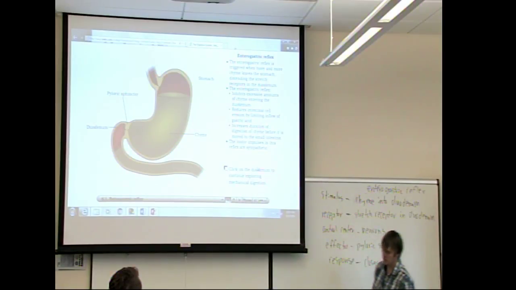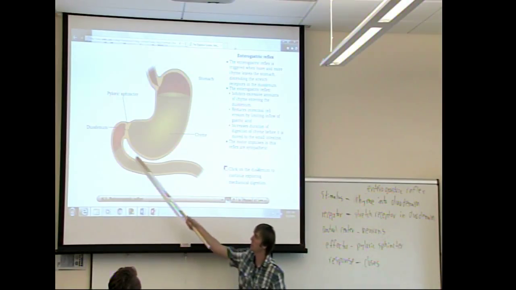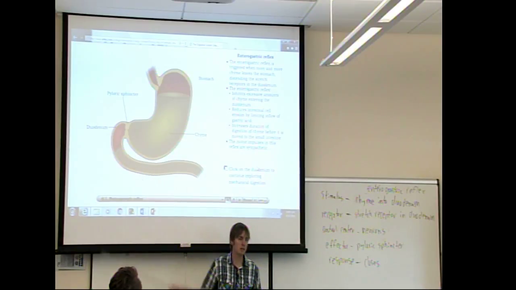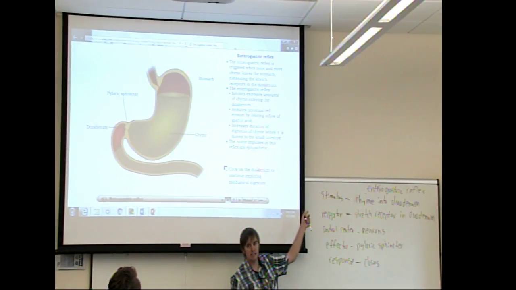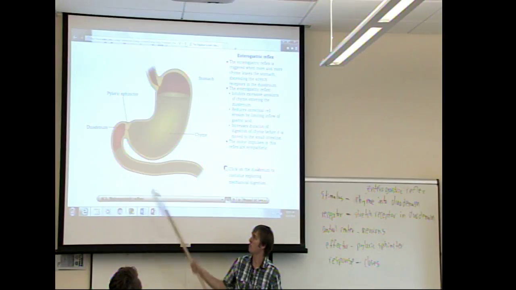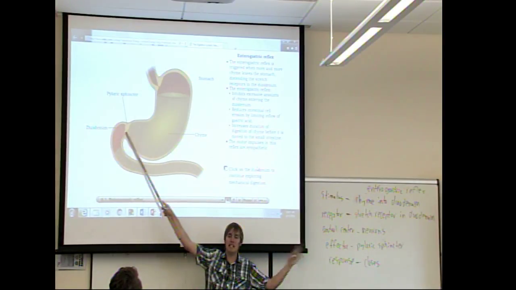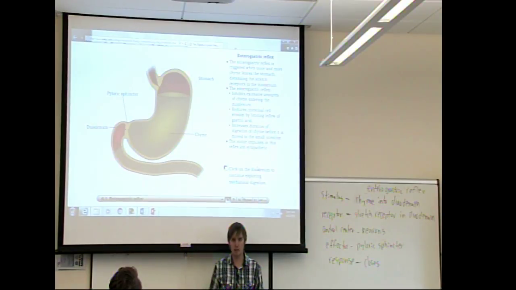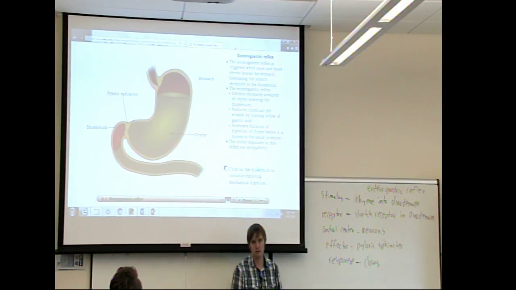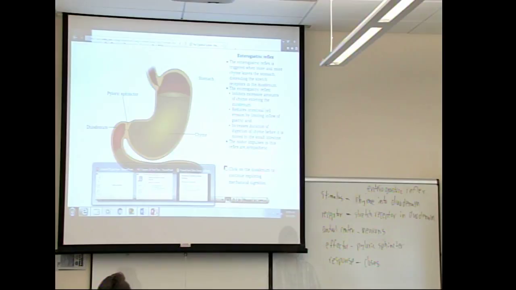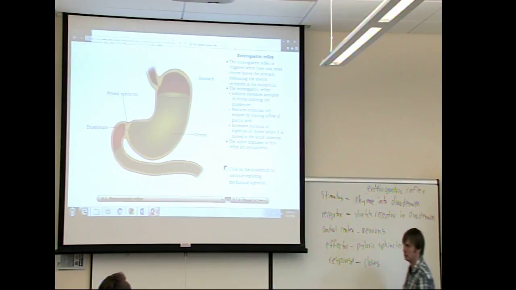So as soon as this chyme leaves the duodenum, that stimulus goes away and the sphincter opens. Chyme goes in, stimulus activated, sphincter closes. That's kind of how that works. All right, what else?